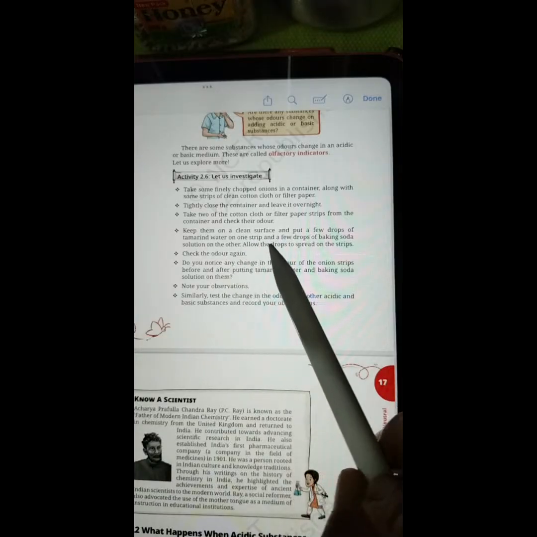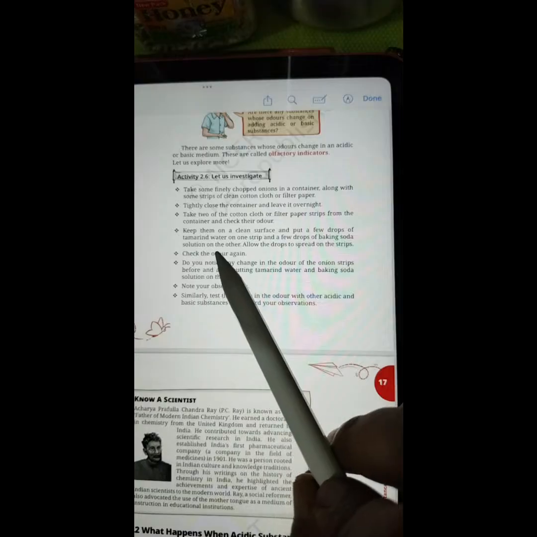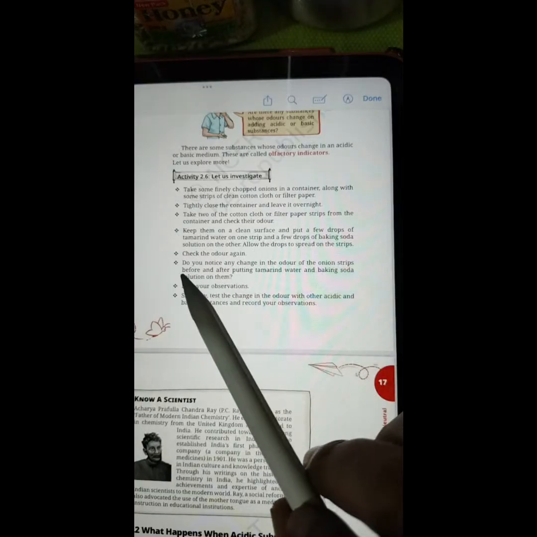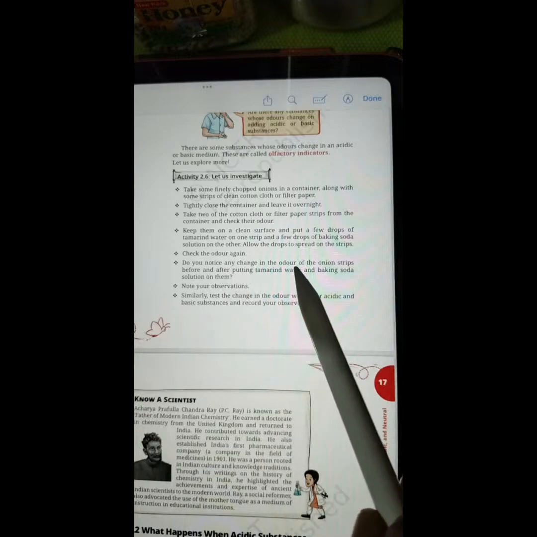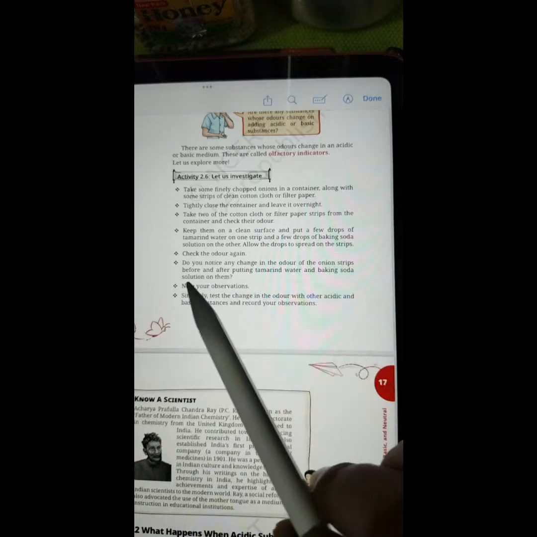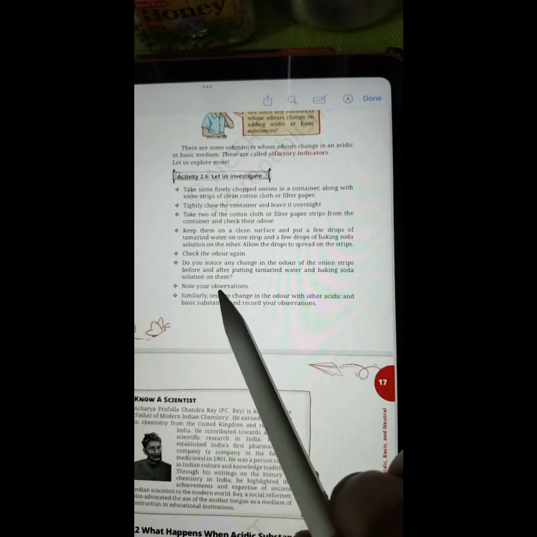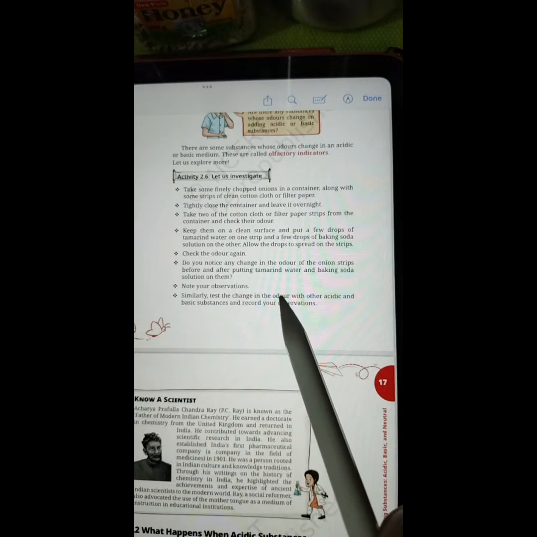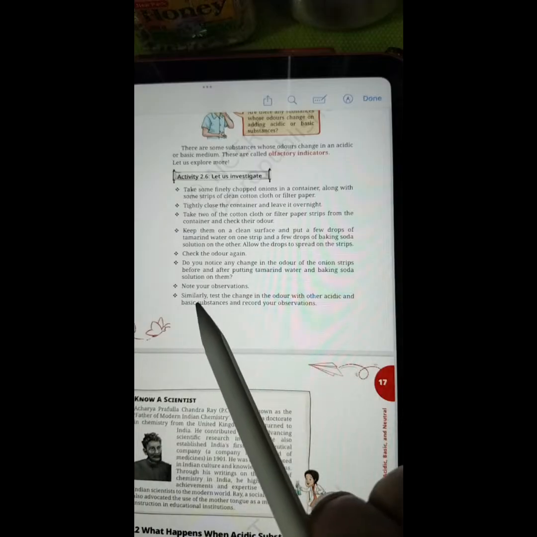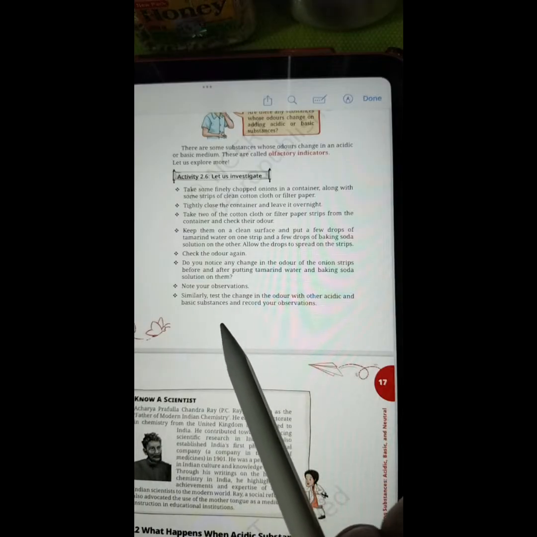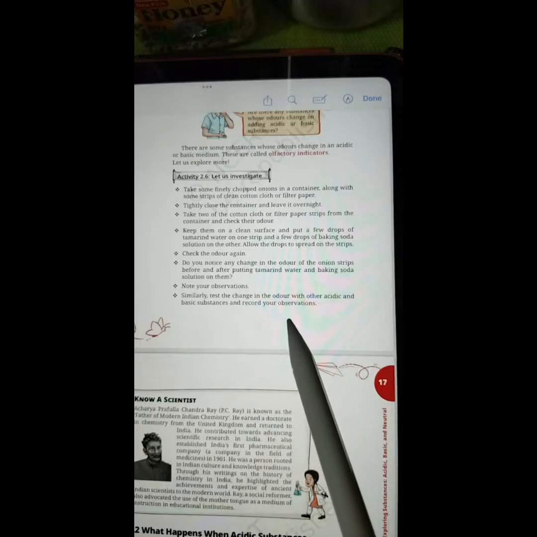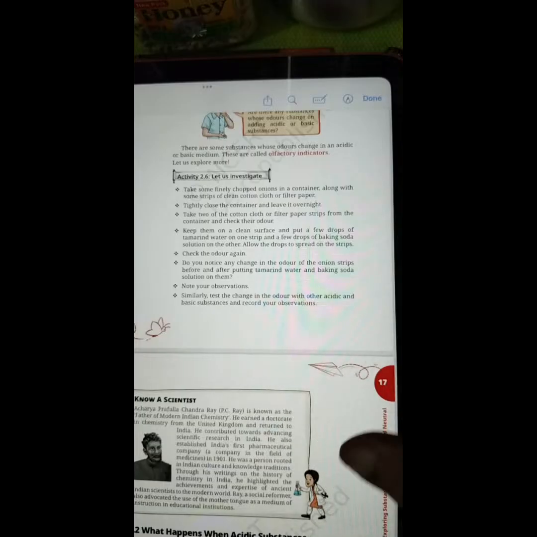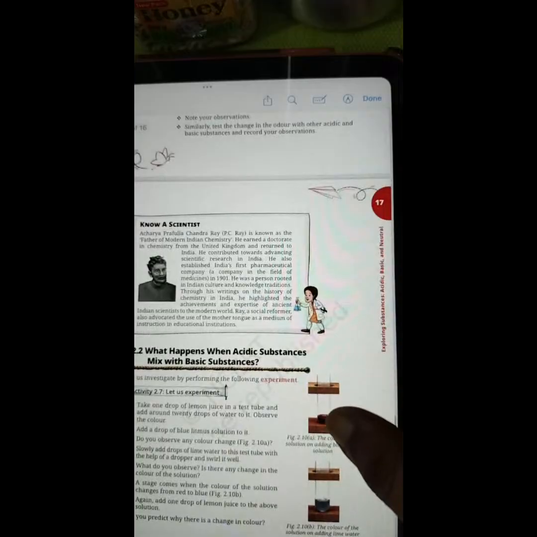Keep them on a clean surface and put a few drops of tamarind water on one strip and a few drops of baking soda solution on the other. Allow the drops to spread on the strips. Check the odor again. Do you notice any change in the odor of the onion strips before and after putting tamarind water and baking soda solution on them? Note your observations. Similarly, test the change in the odor with other acidic and basic substances and record your observations.